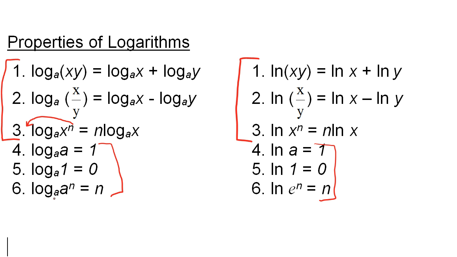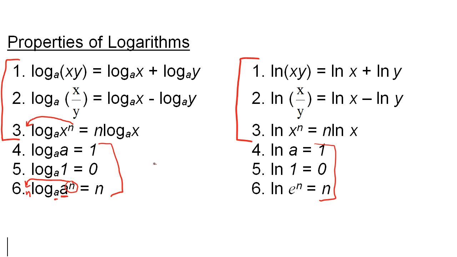Over here, when you see that the base of the log matches the base of the expression, they basically undo each other and you're just left with n. That follows actually from this rule here, because if I took this exponent and put it down front like this, I'd have the log base a of a, which we know is 1, and n times 1 is n. Over here the same thing.